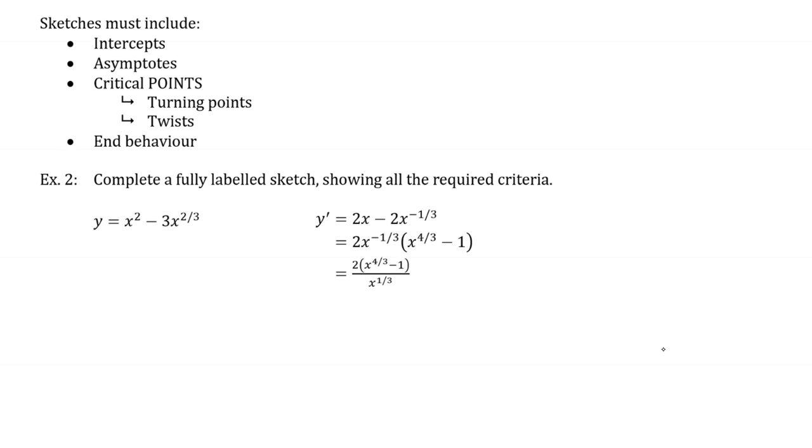All sketches from now on, it'll say it in the instructions, but you have to show the intercepts. You have to show the asymptotes, if it has any. You have to show all critical points and all end behaviors. Turning points, twists, cusps, I don't know why they're not in there. And cusps as well, right? So any kind of critical point has got to be there. And you completely and fully label. So you label all the different parts.